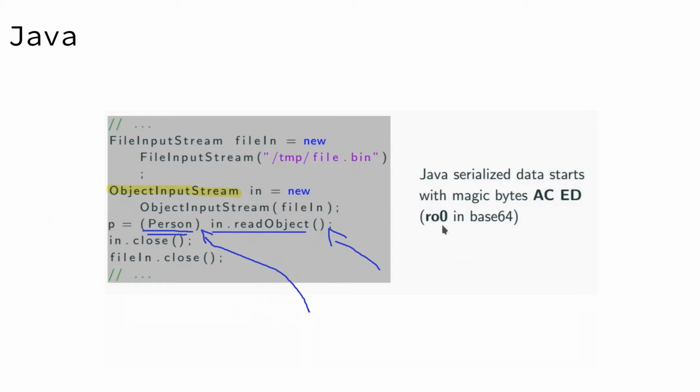Another side note, Java serialized data starts with the marker ACED, or in base64 that's rO0. Why do I tell you that? Well, some intrusion detection systems filter these bytes out.